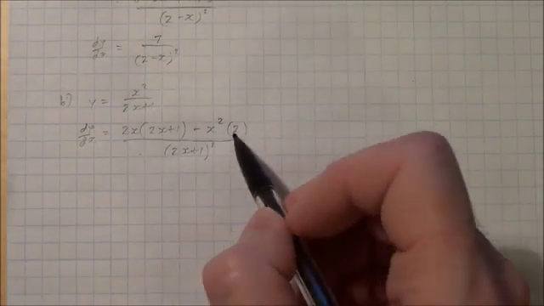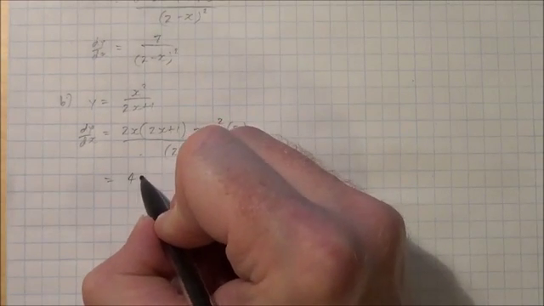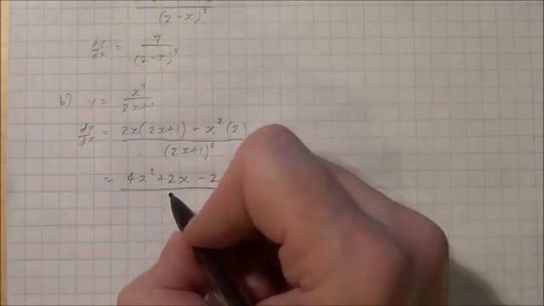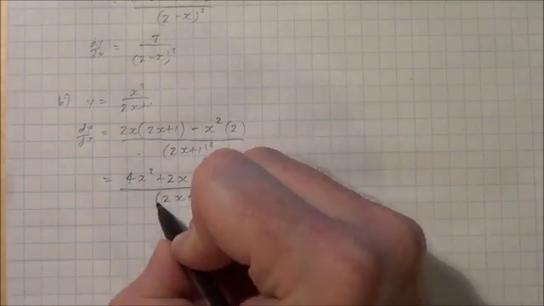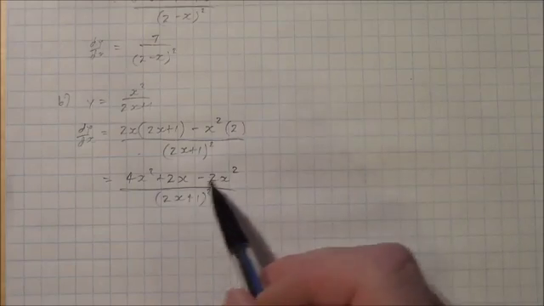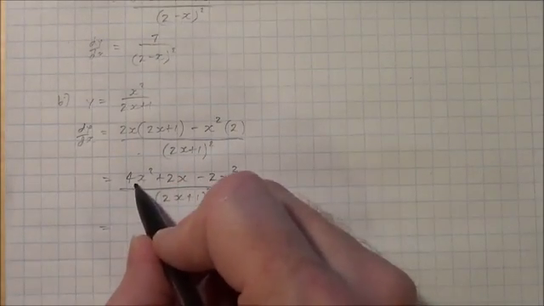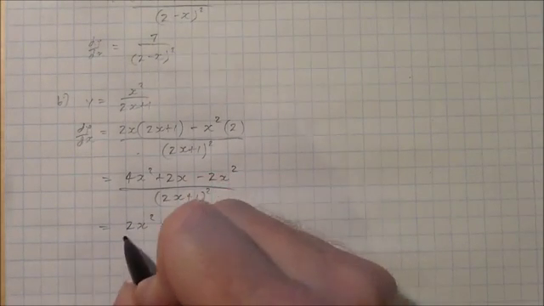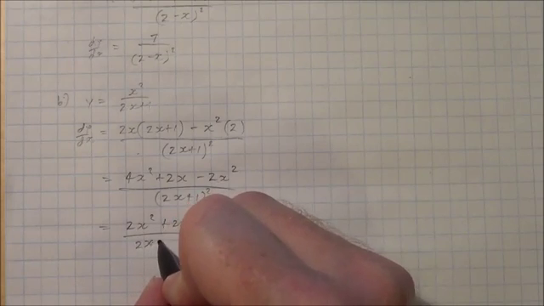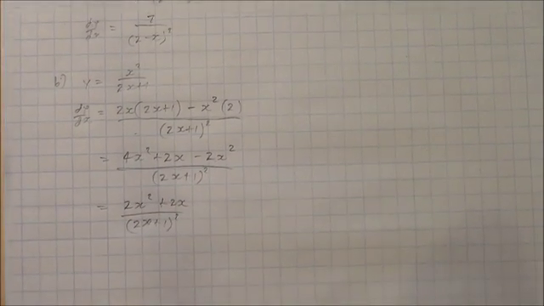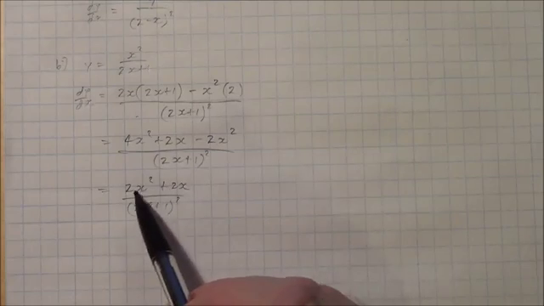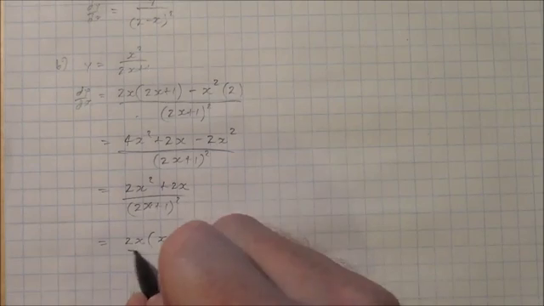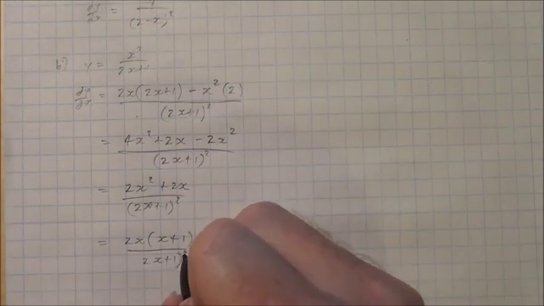Now I'll just do a little bit of expanding and simplifying here. So I get 4x squared plus 2x minus 2x squared all over 2x plus 1 all squared. And then I can simplify up top here. So 4x squared minus 2x squared gives me 2x squared plus 2x over 2x plus 1 all squared. And then I can factor out a 2x from the top to give me 2x quantity x plus 1 all over 2x plus 1 all squared.